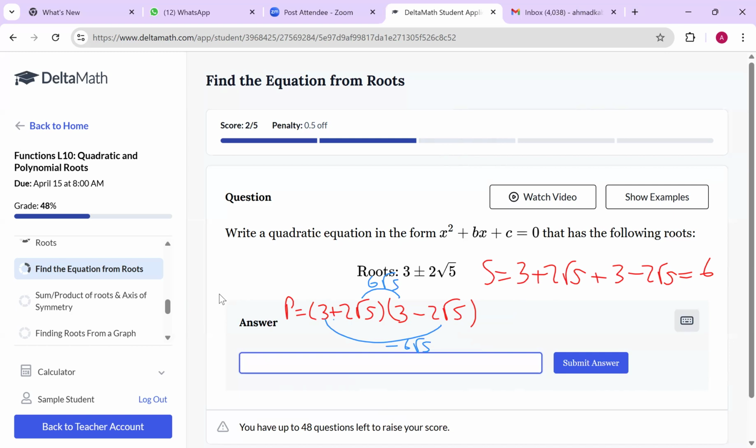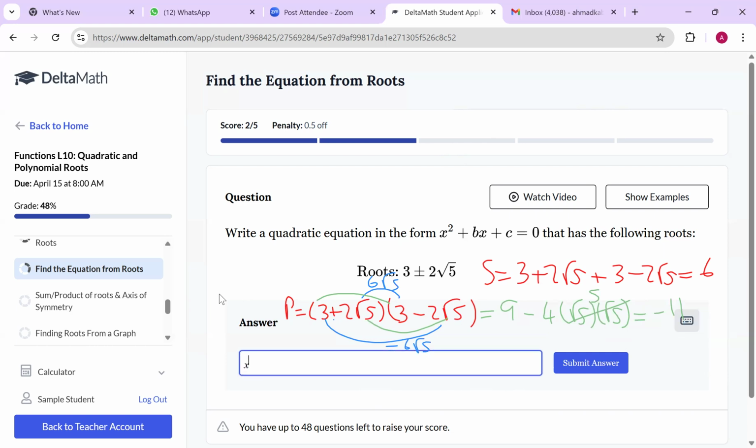So all you have to do is just first times first and second times second. So 3 times 3 equals 9, and 2 root 5 times negative 2 root 5 is negative 4 times root 5 times root 5. So this gives us 5. 4 times 5 is 20. 9 minus 20 is negative 11. So the final answer is x squared minus 6x minus 11 equals 0.